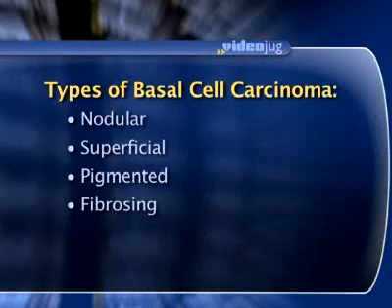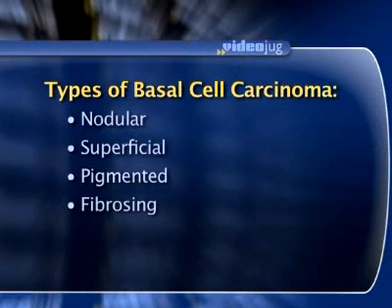There is a group of basal cell carcinomas known as sclerotic or fibrosing basal cell carcinomas. These are very difficult to detect. They grow in the skin rather than on the skin. They cause a scar or retraction of the skin and are usually only identified when they're quite large.